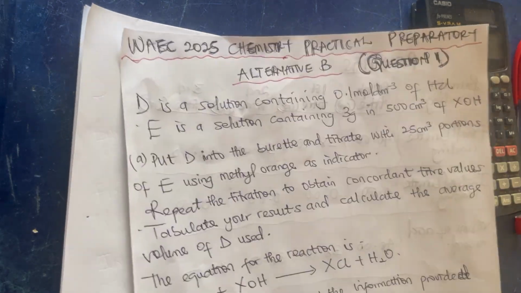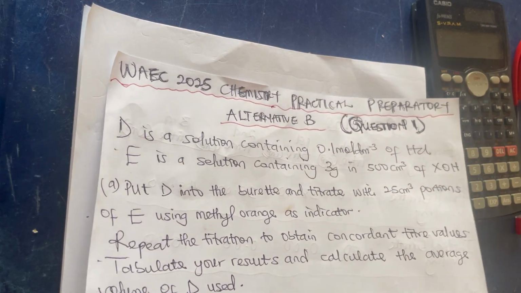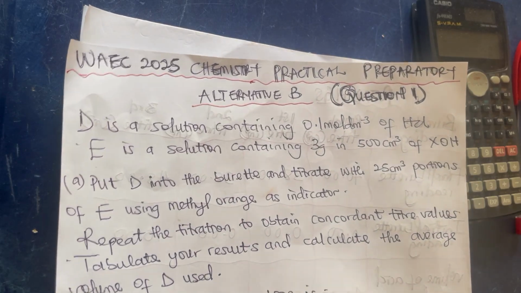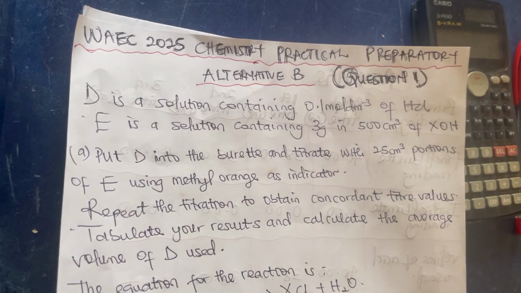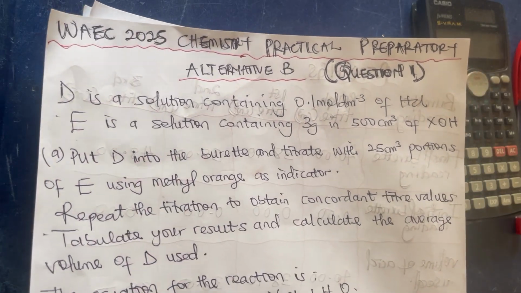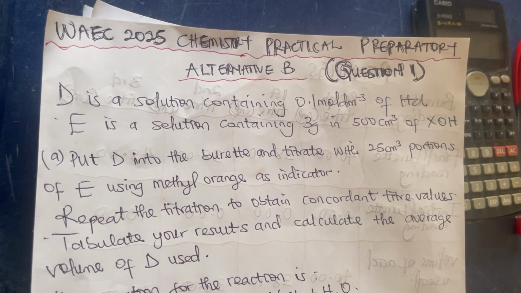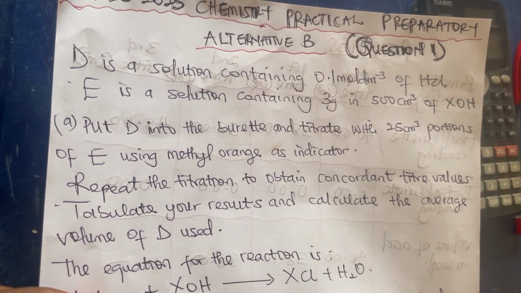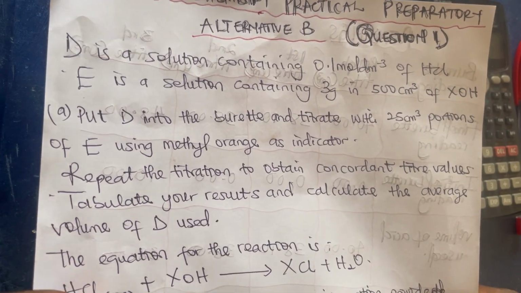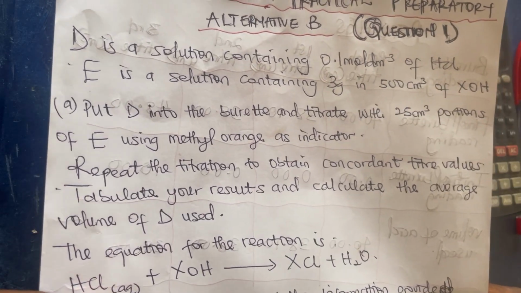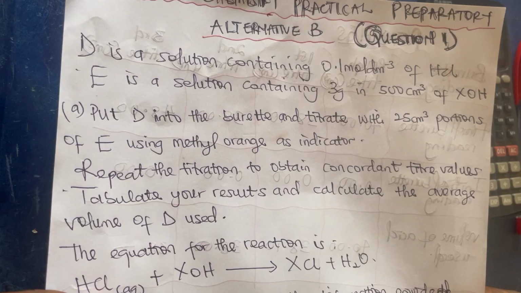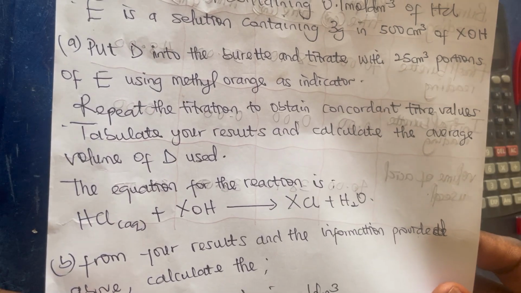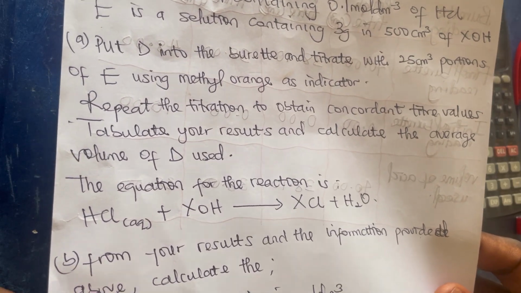Well, you can just read this. D is a solution containing 0.1 mole per dm cube of HCl. E is a solution containing 3 gram in 500 cm cube of XOH. Then you have to put D in the burette and titrate it with 25 cm cube portion of E using methyl orange as an indicator. So you have to repeat the titration to obtain concordant titer value. Tabulate your reading, then after the tabulation, calculate the average volume of D used.